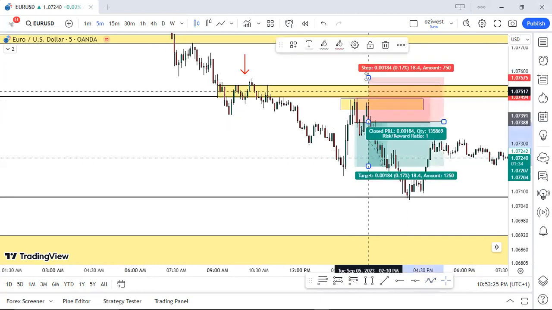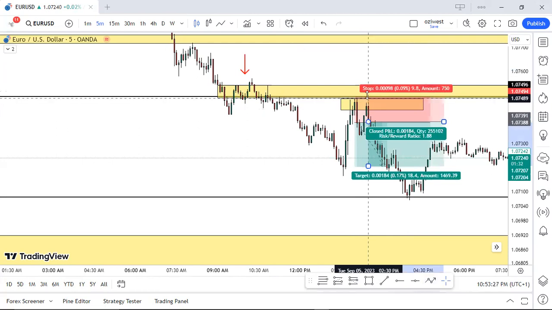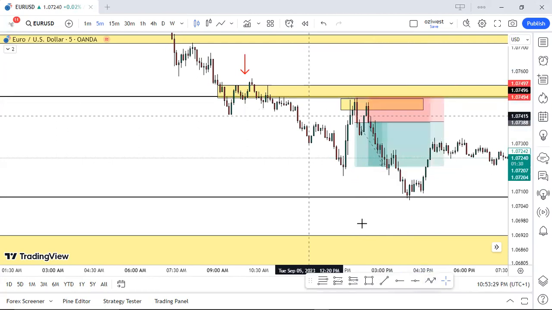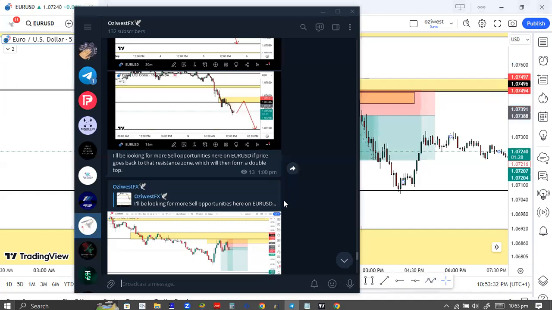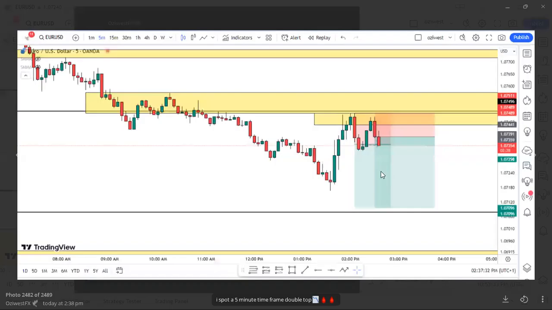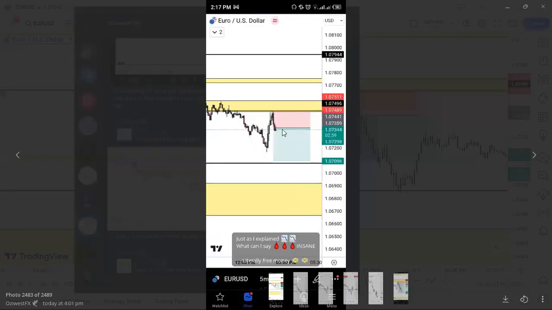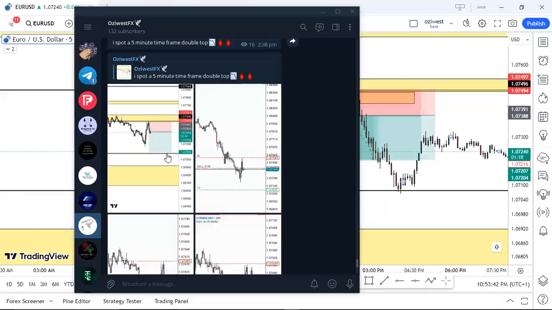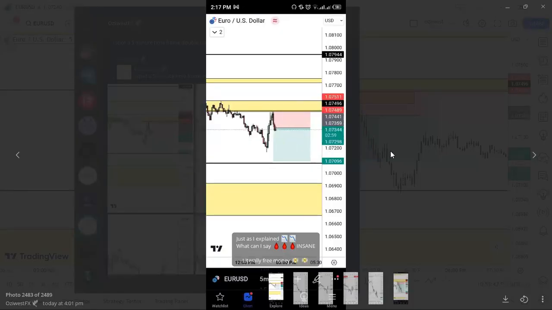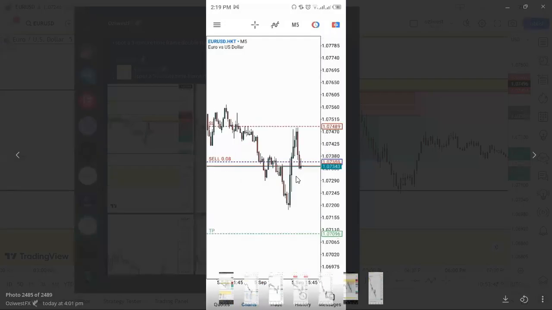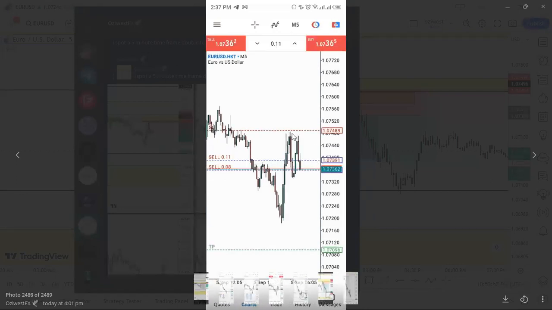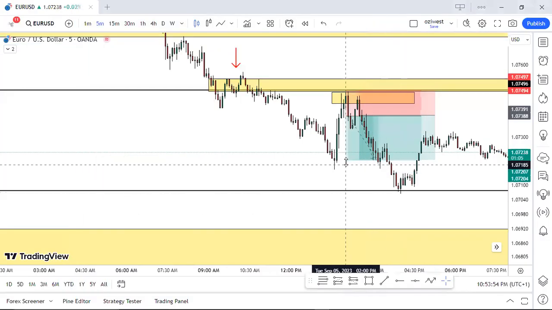Took the second position with stop loss above, just like right here. Stop loss above. This was the first position on the Telegram that I posted. First position here, and the second one on that double top that price created.